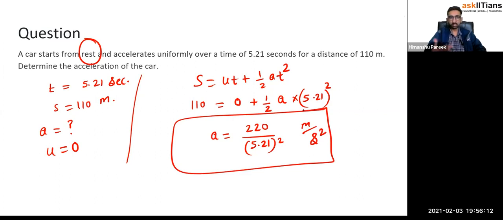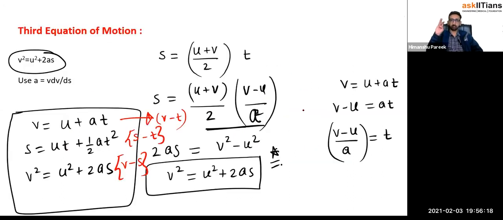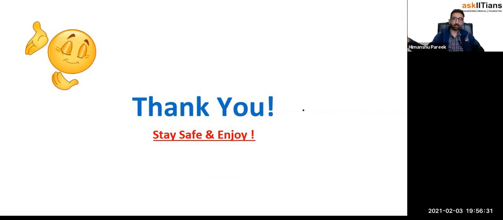So that's how we will be applying these equations of motion. Always just remember this thumb rule: velocity-time relation, first equation of motion. Displacement-time relation, second equation of motion. Velocity-displacement relation, third equation of motion. And that's it. So we have derived all three equations of motion by both the methods.